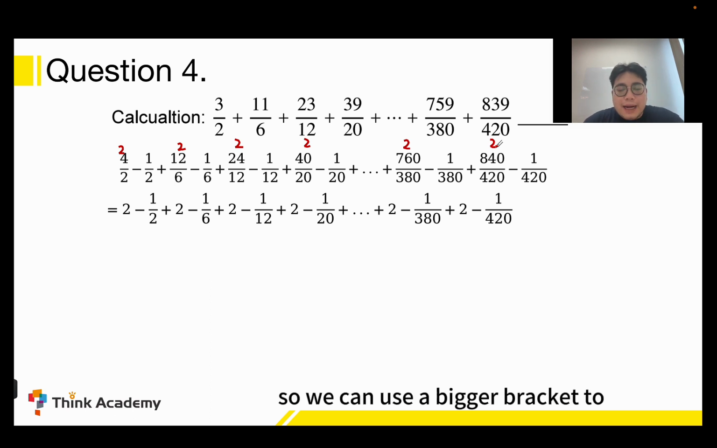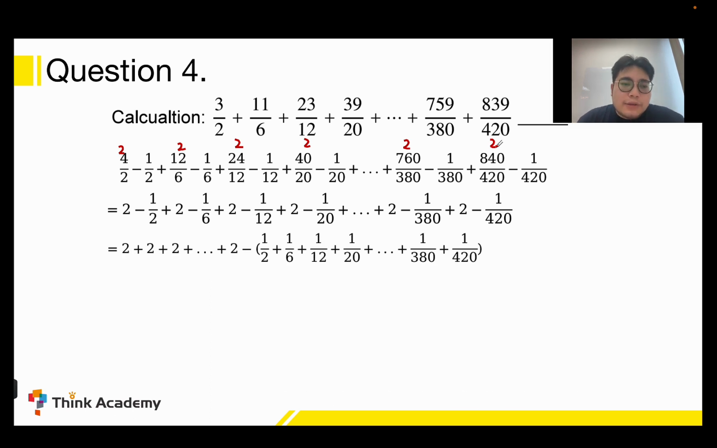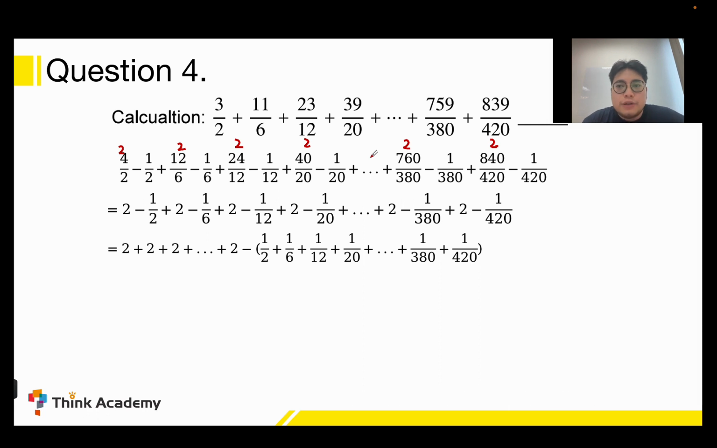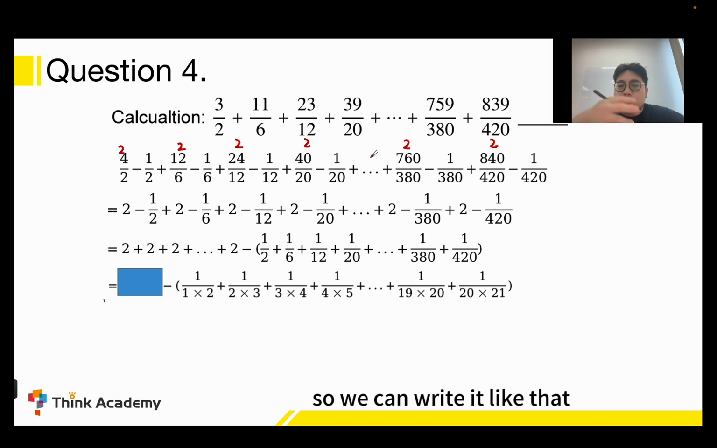So we can use a bigger bracket to make a conclusion. So this one is 2 plus 2 plus and so on, plus 2, and minus the bracket 1 over 2 plus 1 over 6 plus 1 over 12 plus and so on, plus 1 over 420. Okay, now we look at the fractions inside the bracket. You see 2 equals what? 1 times 2. And 6 equals 2 times 3. And 12 equals 3 times 4. And 20 equals 4 times 5. And 380 equals 19 times 20. And 420 equals 20 times 21. So we can write it like that.